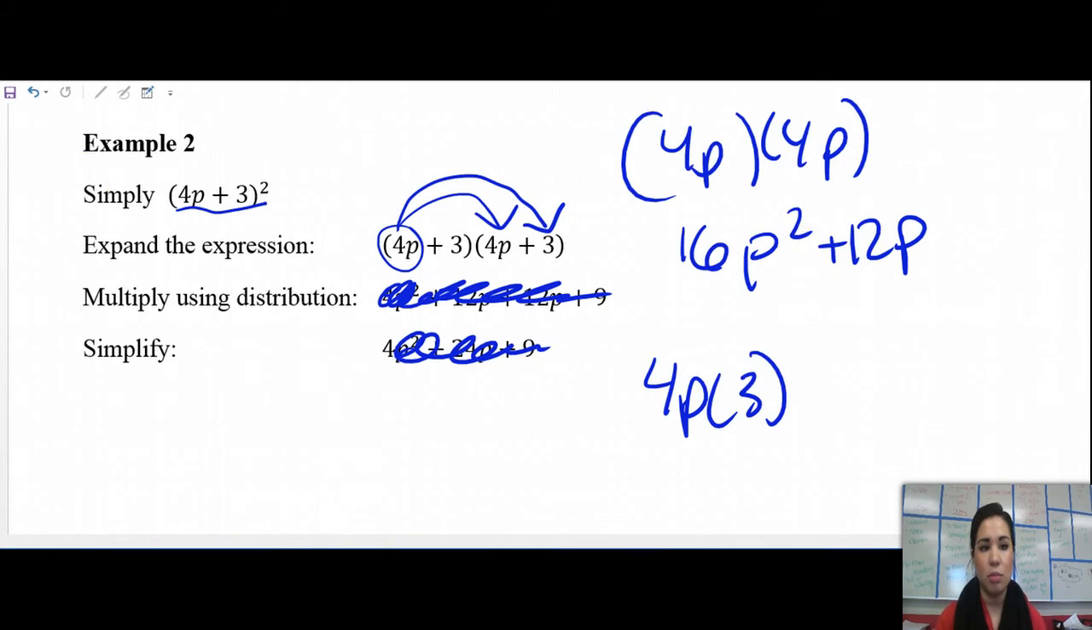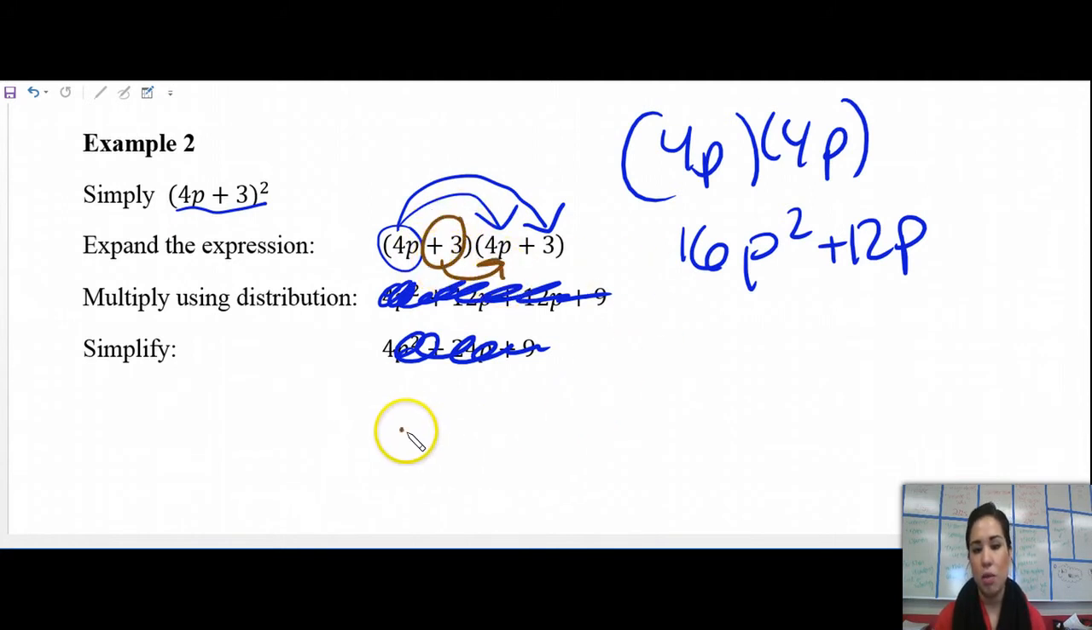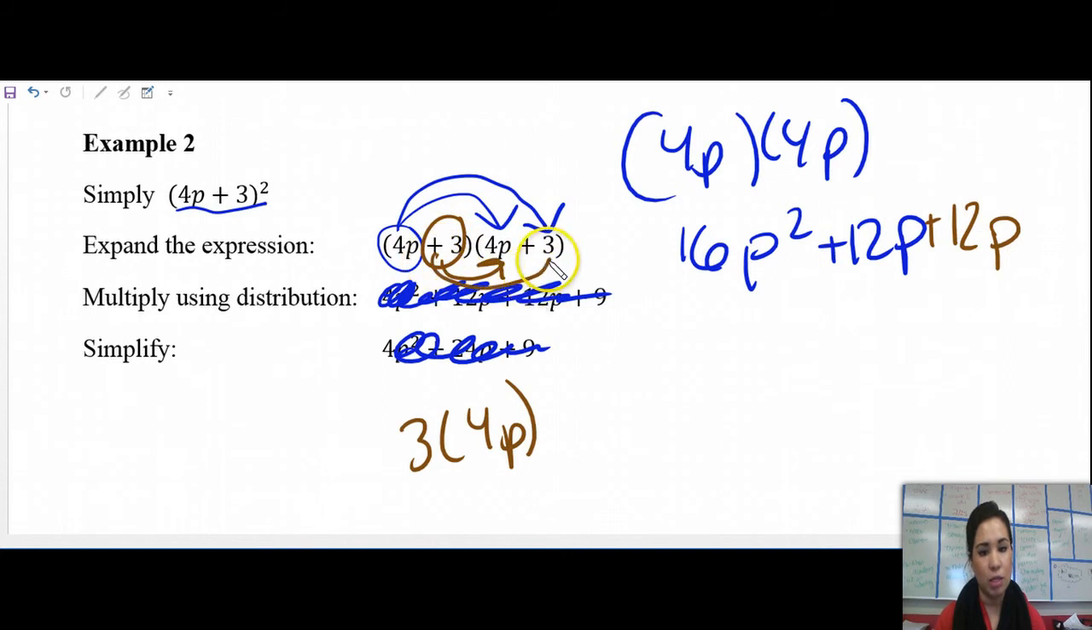Okay, so I did my first one. Now let's do the second one times everything. So now let's do positive 3 times 4p. 3 times 4p gives me 12p. So I'm going to put plus 12p. And then I still need to do positive 3 times positive 3.